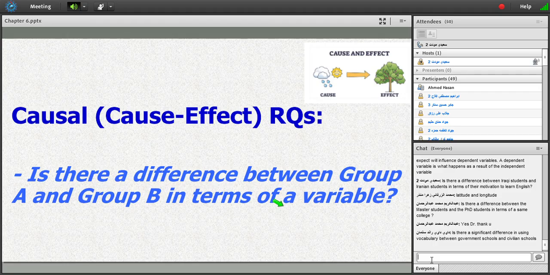Sorry, I didn't get you. Yes, Doctor. Predictive and descriptive, are both of them quantitative or different? No, descriptive and predictive are quantitative, the same as causal.